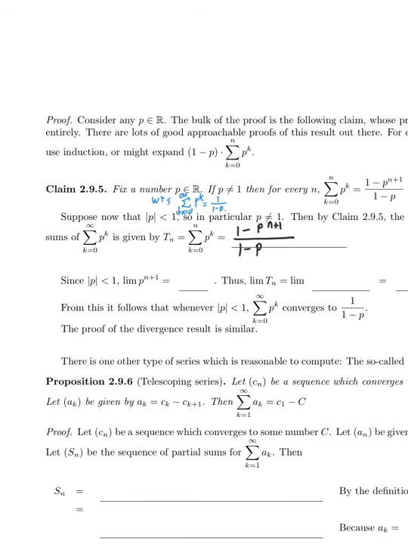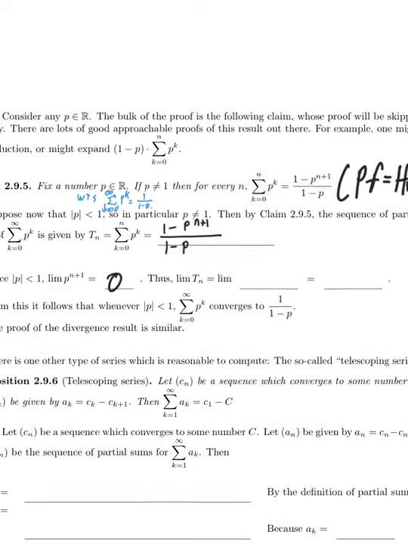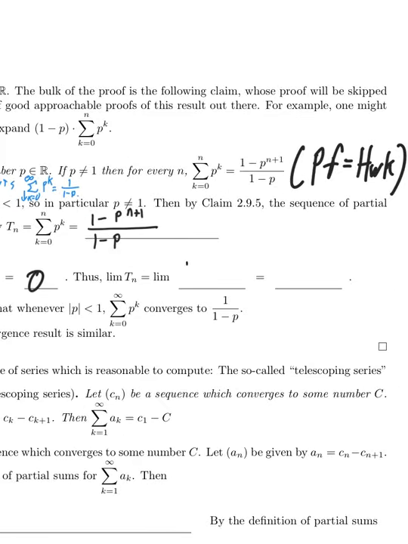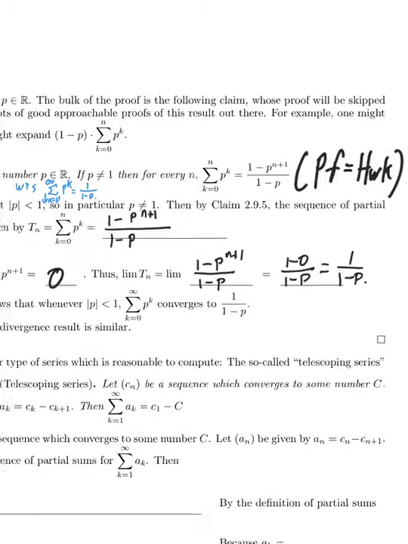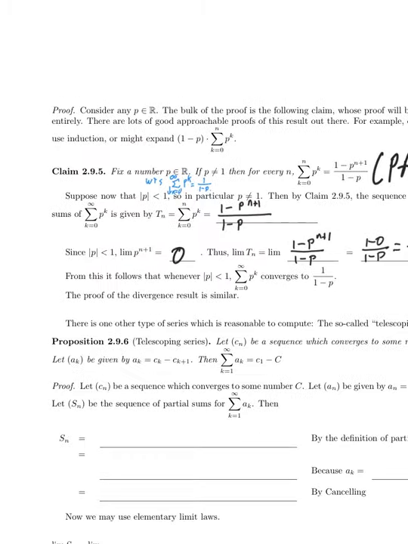So since the absolute value of p is less than 1, the limit of p to the n plus 1 is equal to 0. Thus, the limit of Tn is equal to the limit of (1 minus p to the n plus 1) over (1 minus p), which is (1 minus 0) over (1 minus p) by limit laws, equal to 1 over 1 minus p. Oh, neat. So that means that the sequence of partial sums converges to 1 over 1 minus p.